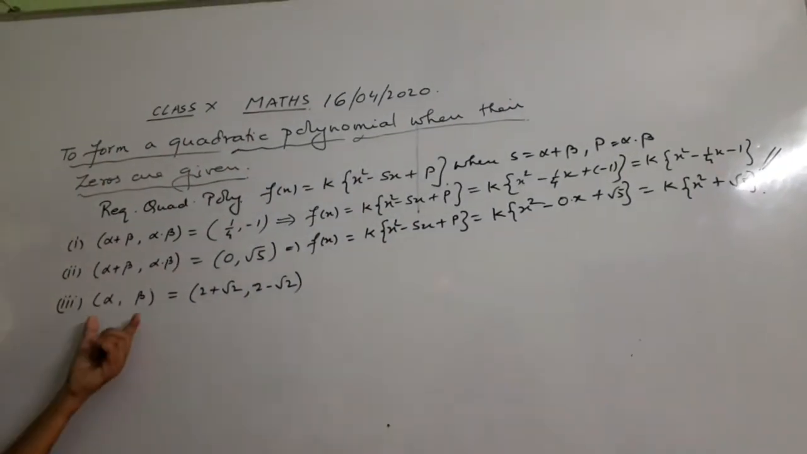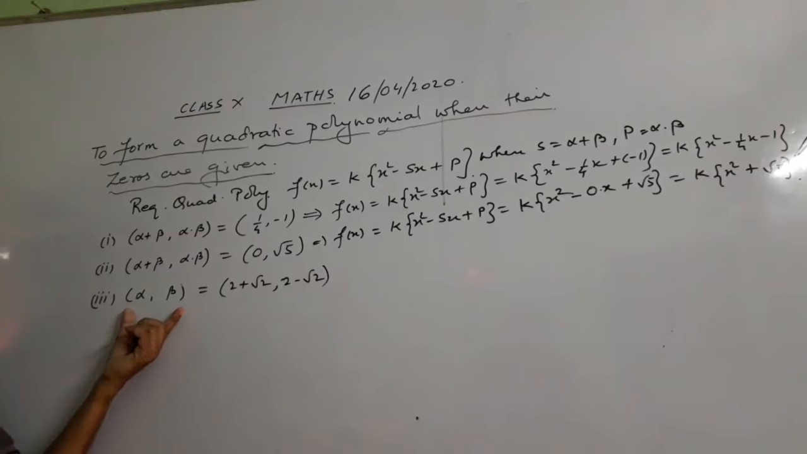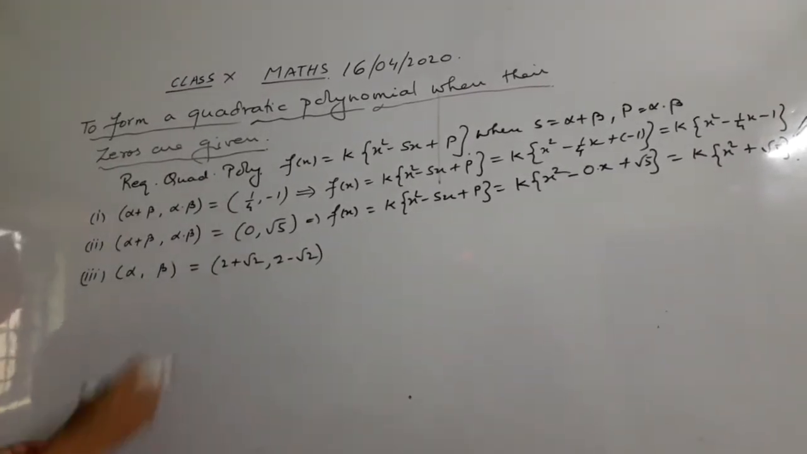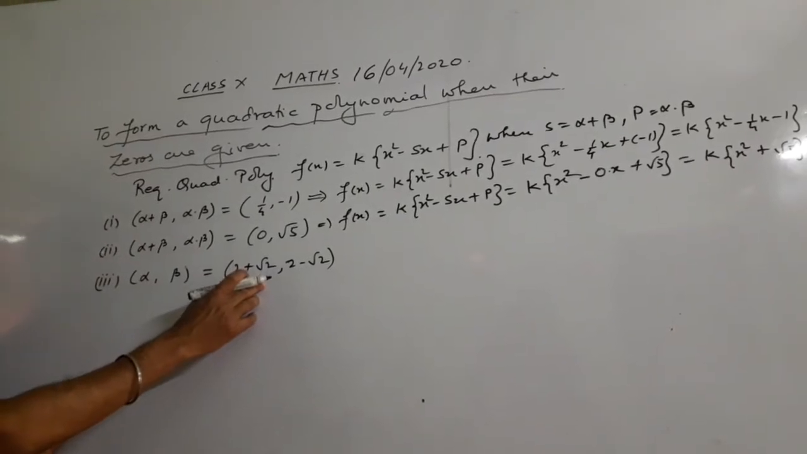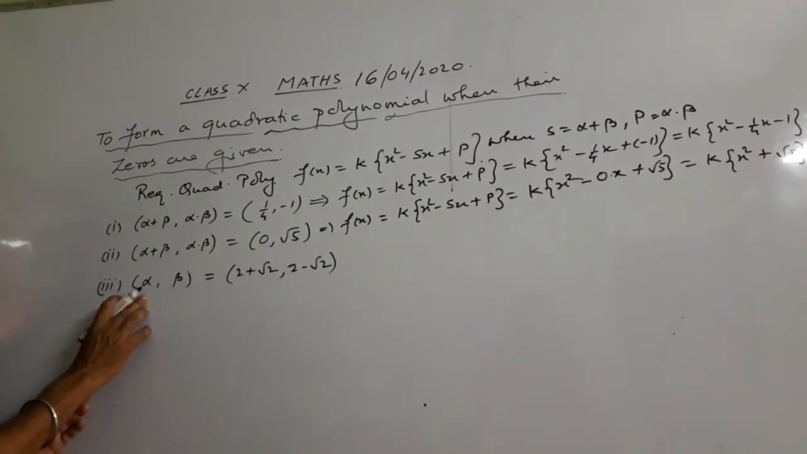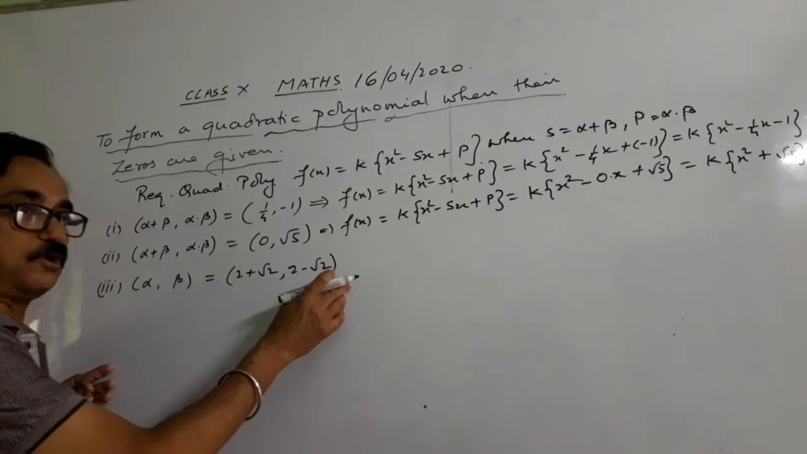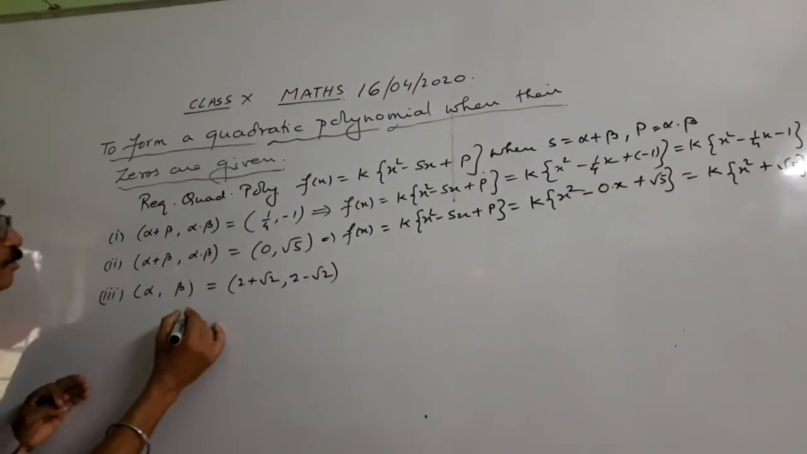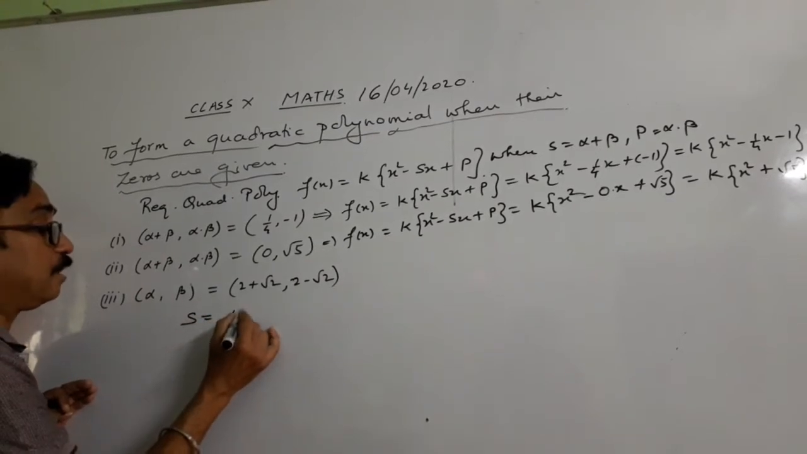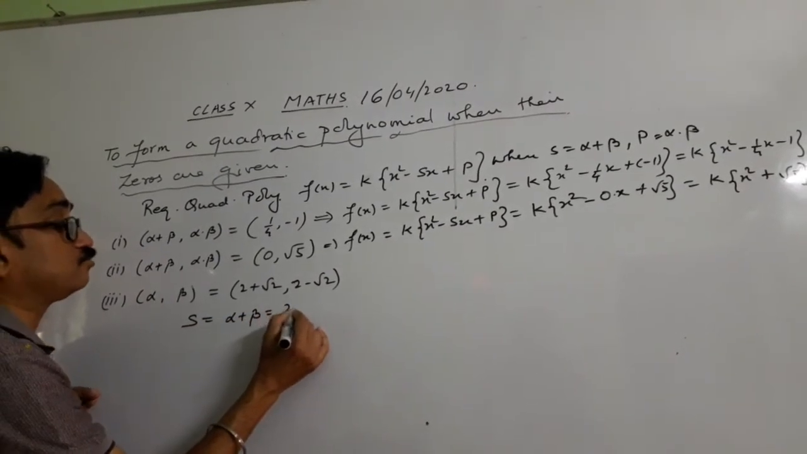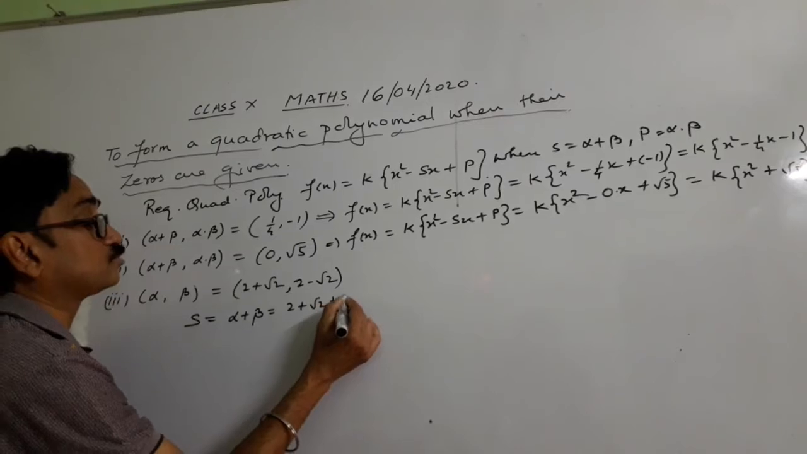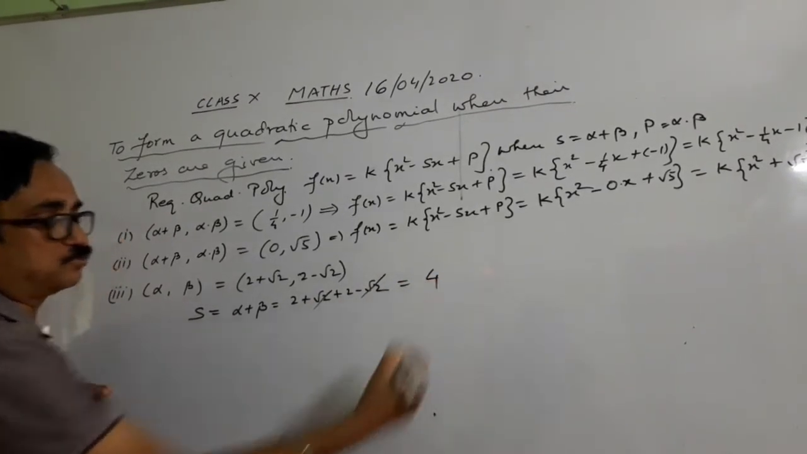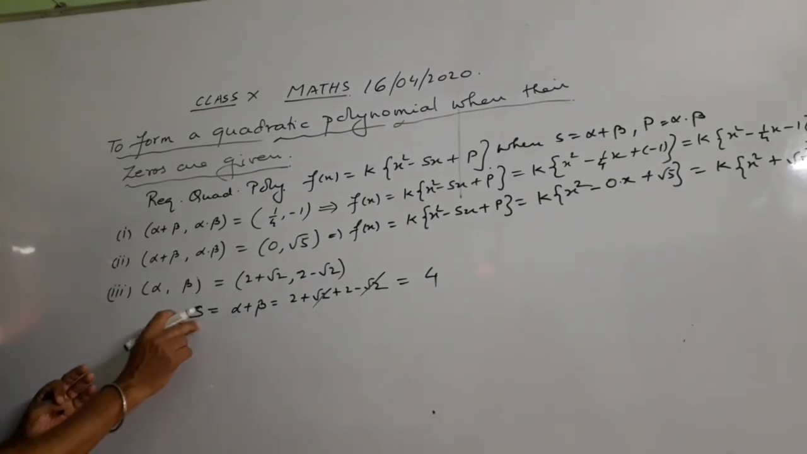Now the third question is the second form, where the separate zeros are given. 2 plus root 2 is not alpha plus beta, it is a single zero, alpha, and 2 minus root 2 is not a product of the zeros, it is actually beta. So we will first calculate the sum: alpha plus beta equals 2 plus root 2 plus 2 minus root 2. Minus root 2 and plus root 2 cancel, 2 plus 2 is 4. So this is the value for our s.